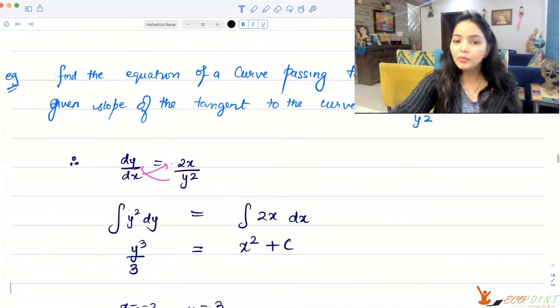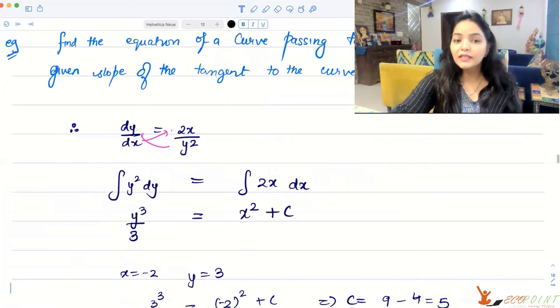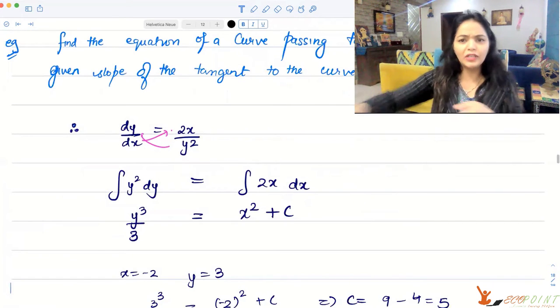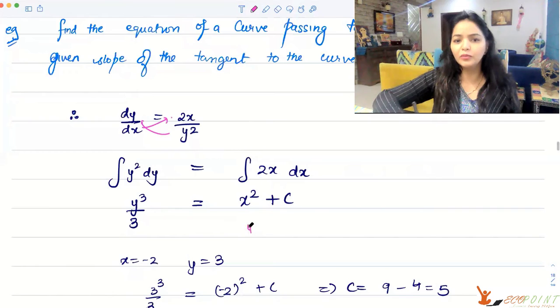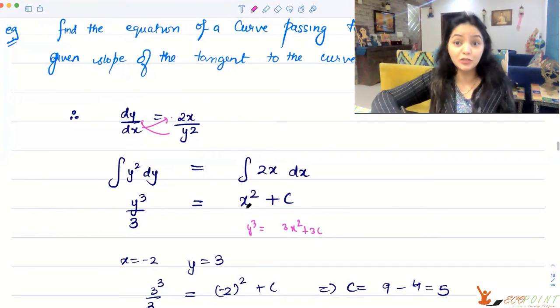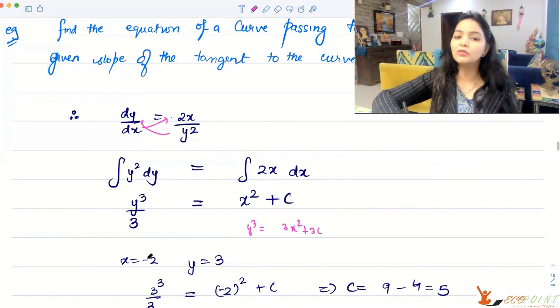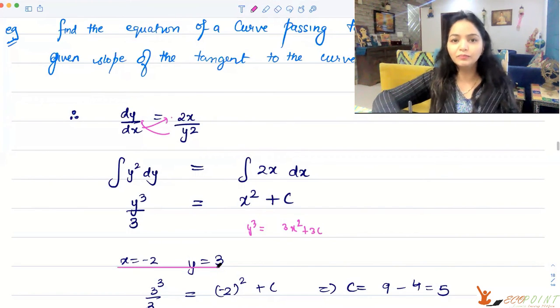So we get y cube upon 3 is equal to x squared plus c, which means that now you can take 3 on that side also. You can write down that y cube is equal to 3x squared plus 3c. Whichever way you do it, we need a particular solution as well. And the particular solution is, we need that it is passing through minus 2, 3. So x is minus 2 and y is 3, right?